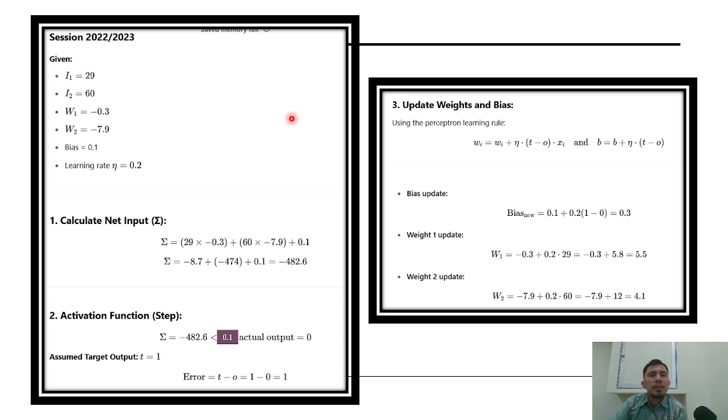For the last season, we bring these values from the previous season, and then we calculate the outcome here and put it inside the activation function. It clearly shows it is lower than 0.1, so the output is 0. Here we generate the new bias and the new weightage.